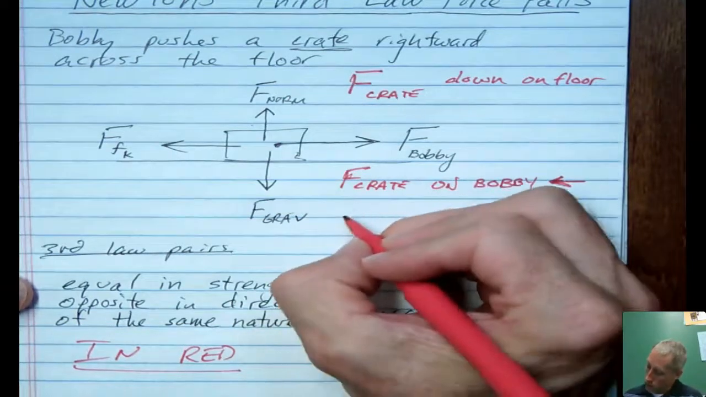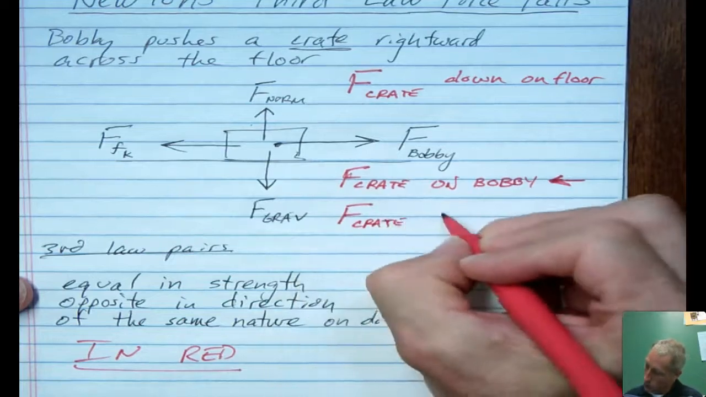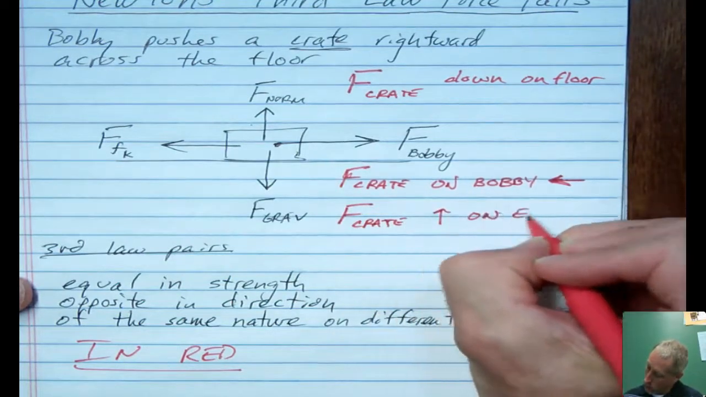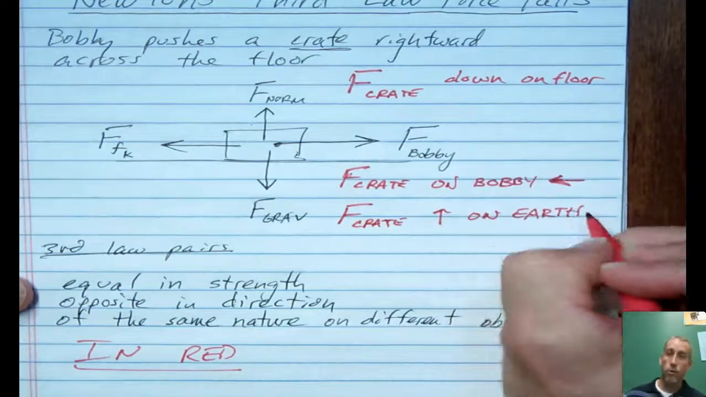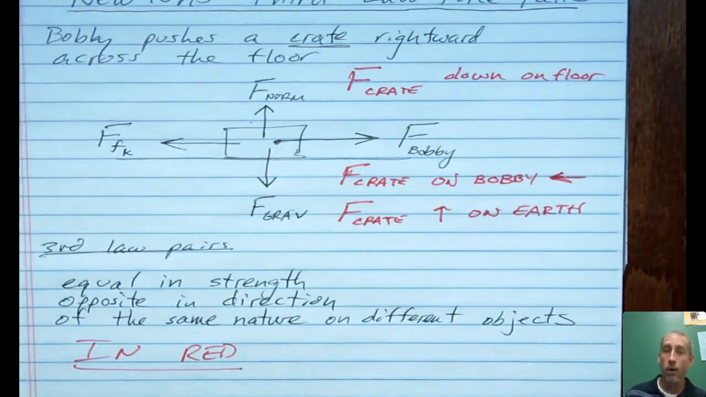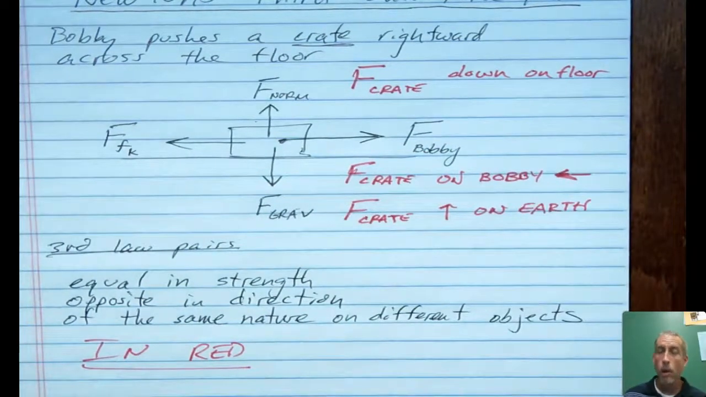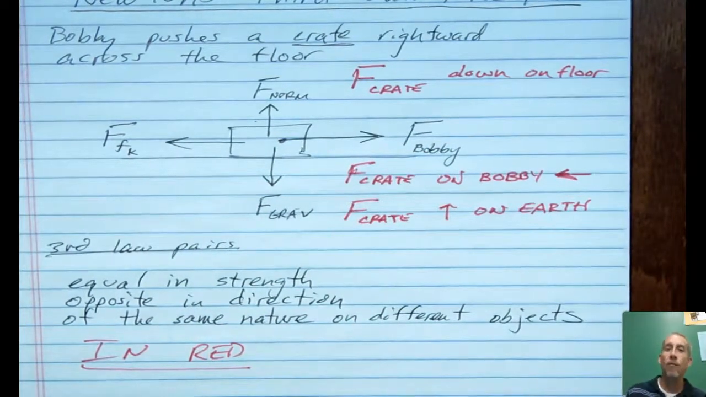The third law counterpart is the force of the crate upward on the Earth. We don't say it's upward on gravity. Gravity is more of the concept, I guess the mechanism we call it. But the object that does the exerting is the Earth. So it's the thing that gets pulled by the crate. Now this surprises people. They don't realize that crates can pull up on the Earth. But gravity goes both ways. Everything with mass pulls on everything else with mass towards itself. Everything's attractive. So yes, that exists.